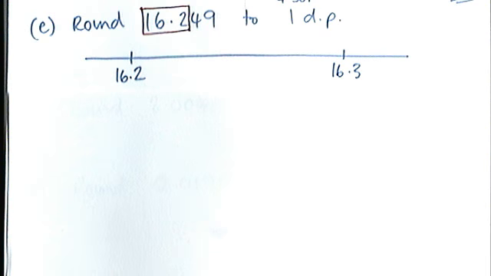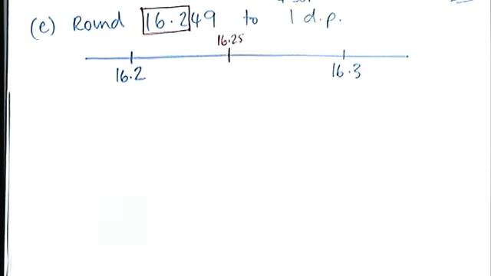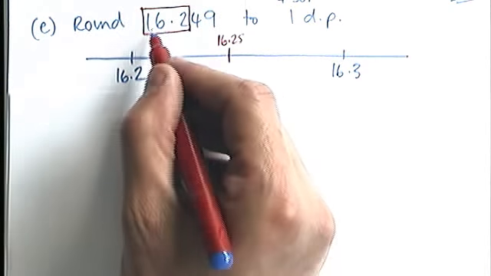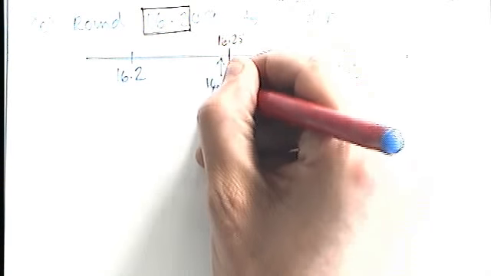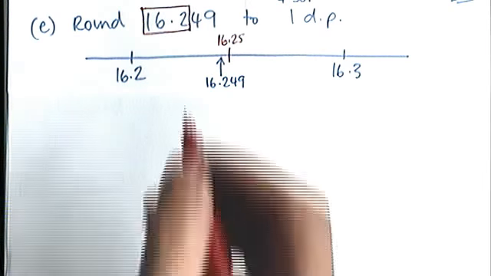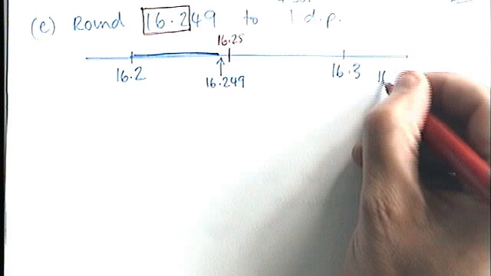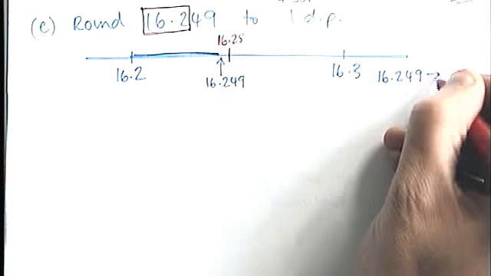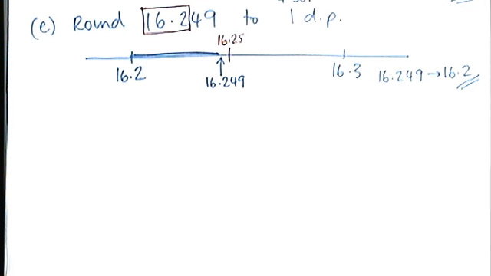So I pop those in. I put 16.25 in the middle there, halfway between, and then I look at my number to round, which is 16.249. 16.249 goes just in there somewhere, like that. So you can see it's just about closer to 16.2. And that would be my rounded answer. I've rounded it to 1 decimal place.